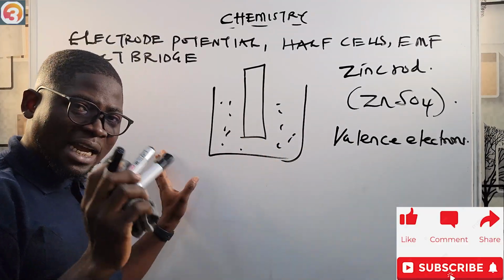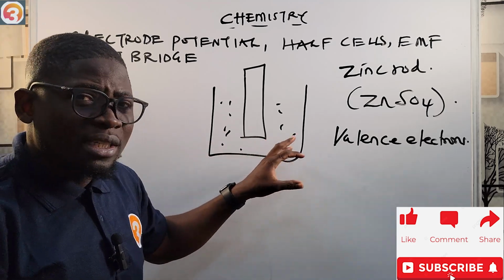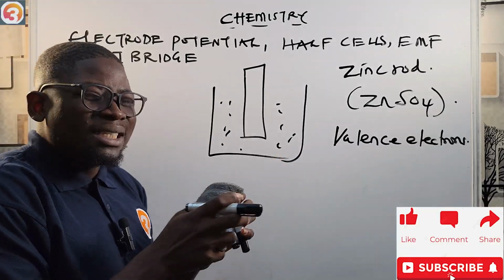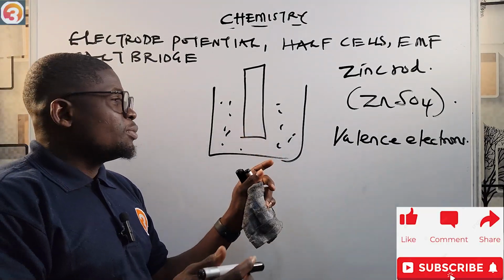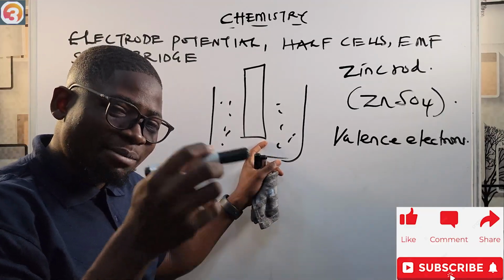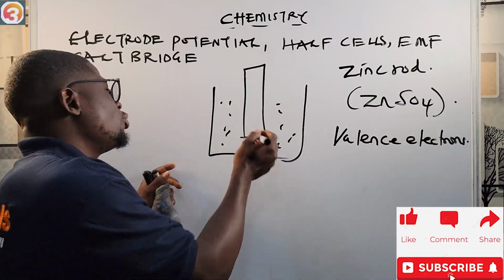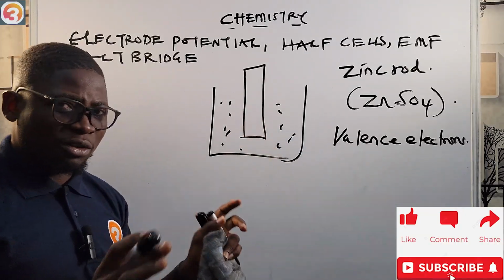Also, at the same time, some of the metallic ions pick up these electrons, these ions, and deposit them as neutral atoms on the metal rod.